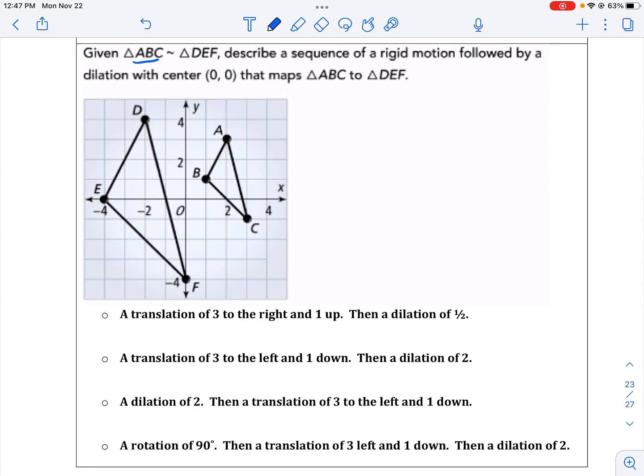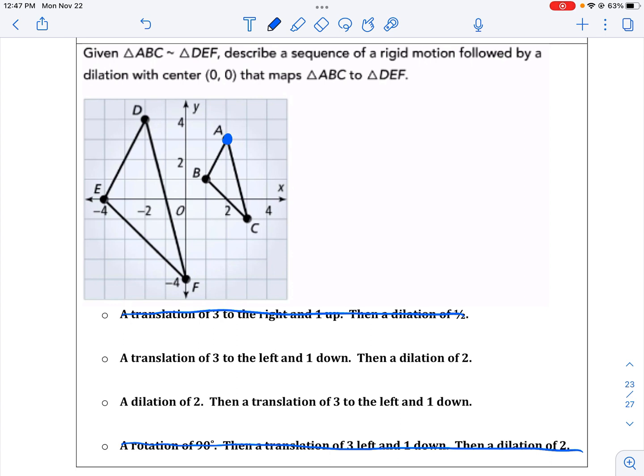ABC is listed first, so I'm going from small to big. So my scale factor should be larger than 1. So everything with a dilation that is smaller than 1, I am going to cross off. And my shapes are facing the same direction. Therefore, there's going to not be a reflection or rotation of any kind. So that leaves me with just these two. And since A and D are labeled first, that means A maps to D. So let's work through our 2 examples and see which one is the correct one.